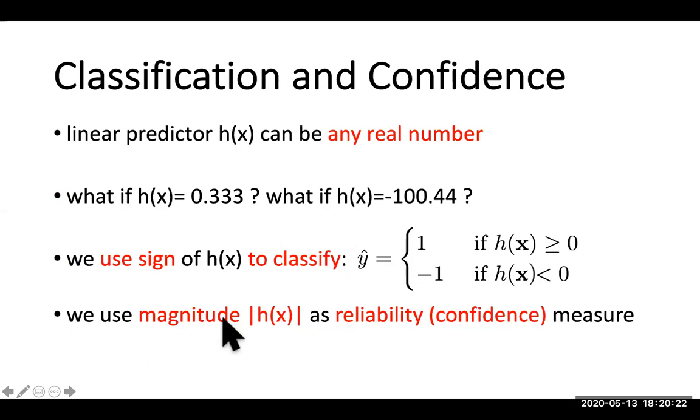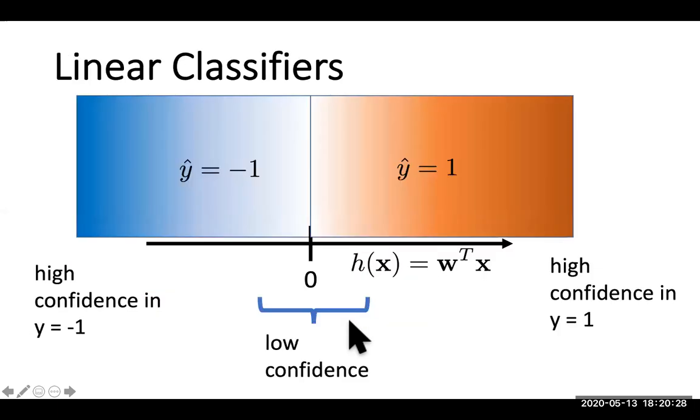But we will also use the magnitude of this function as a reliability measure. So let me illustrate this here. Let's say we have some features and we compute this linear predictor, which is just a weighted sum of all the features. So this expression here means first weight times first feature plus second weight times second feature, and so on and so forth.